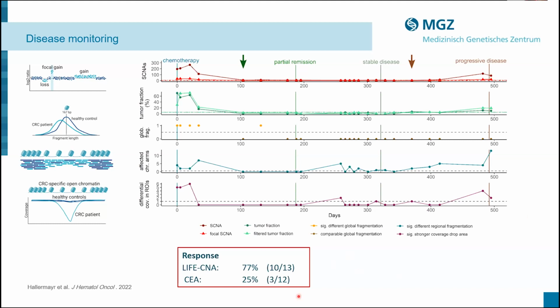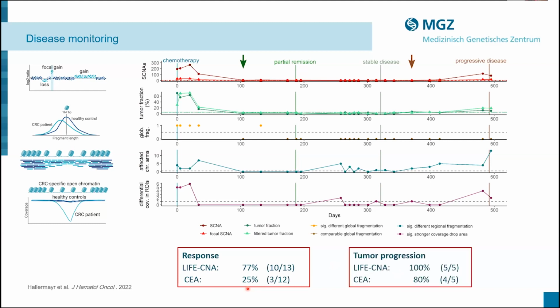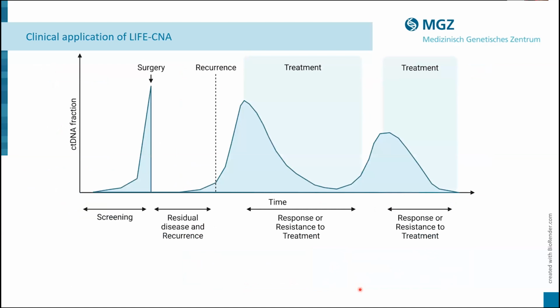So overall, we were able to detect response to treatment with LiveCNA in 77% of patients. And when measuring CEA as a reference marker, this was only possible in 25% of patients. And tumor progression was detected with LiveCNA in all patients we included, and CEA also identified this only in 80%, or 4 or 5 of those patients.